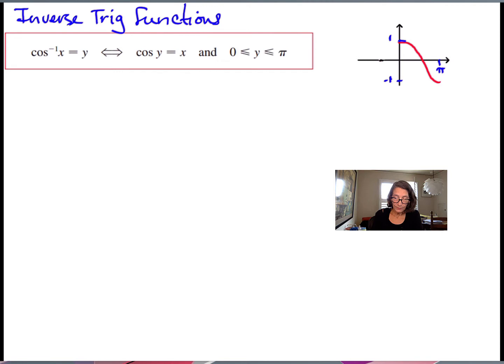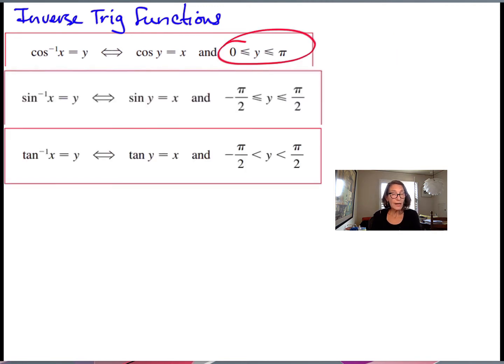Similarly, with the sine and the tangent, they did something similar. So the definition of the inverse sine function is inverse sine of x equals y means sine of y equals x, and y is in this interval between -pi/2 and +pi/2, and includes the endpoints. And that's because on that interval, for that function, you'll get all the numbers between -1 and 1, but you'll get them only once.